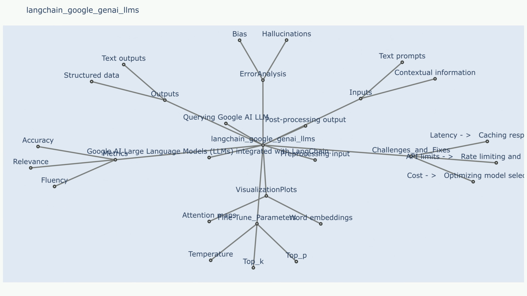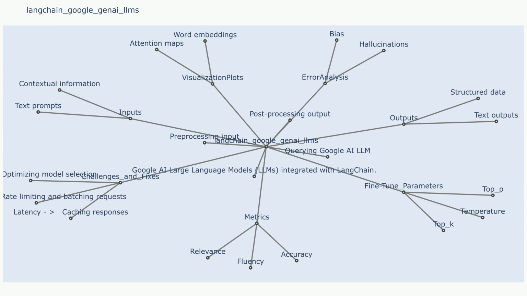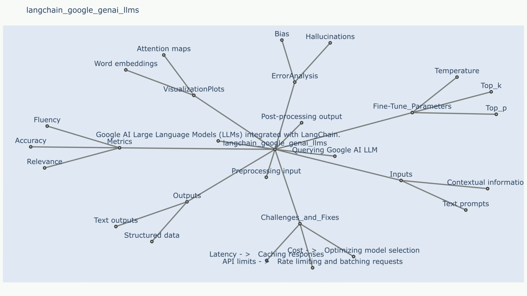Visualization plots. Visualization plot 1. Explain in detail textual output visualizations. Visualizing the generated text with features like word clouds, sentiment analysis, or topic extraction. Visualization plot 2. Explain in detail model performance graphs. Visualizing metrics like accuracy, fluency, or latency over time.